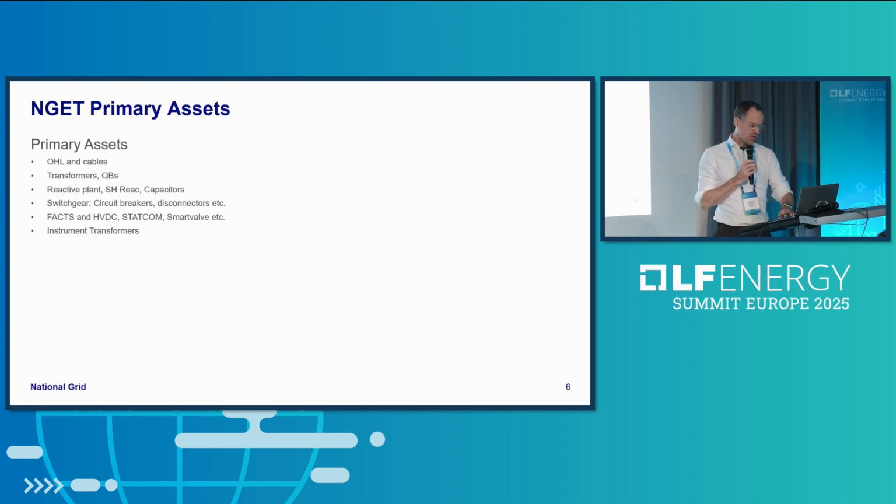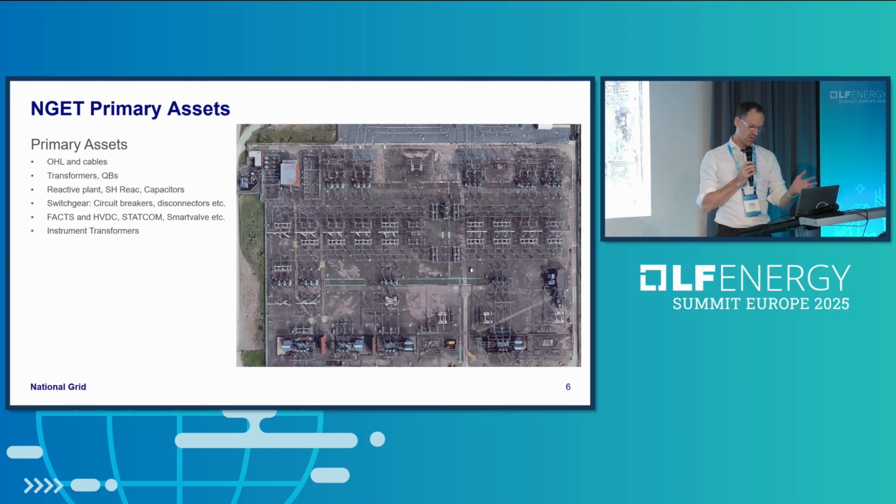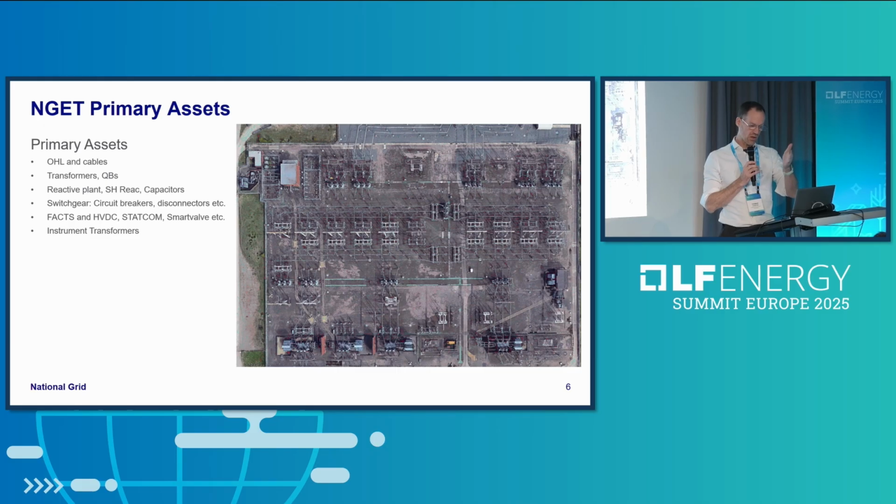To deliver that, the primary assets is what the high voltage equipment includes. It looks like this. This is a good example of a double bus bar substation with feeders coming in from the top, and at the bottom you'll see transformers and reactive plants. So that's what we're protecting.